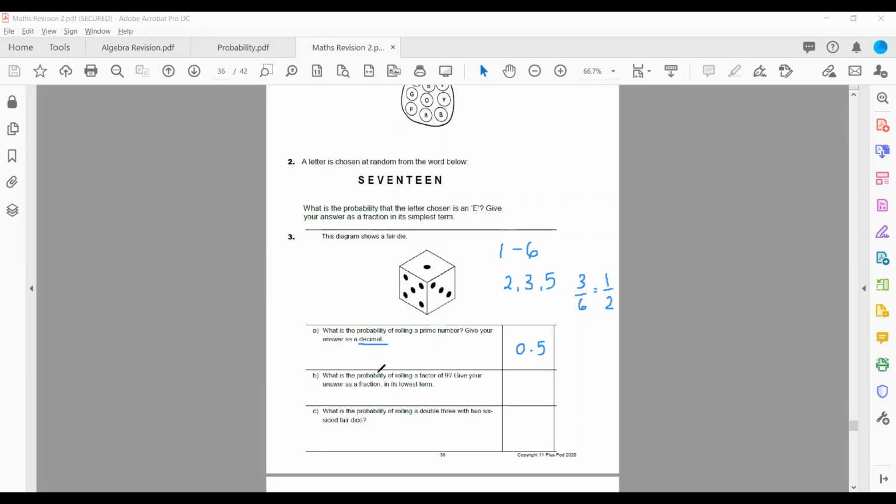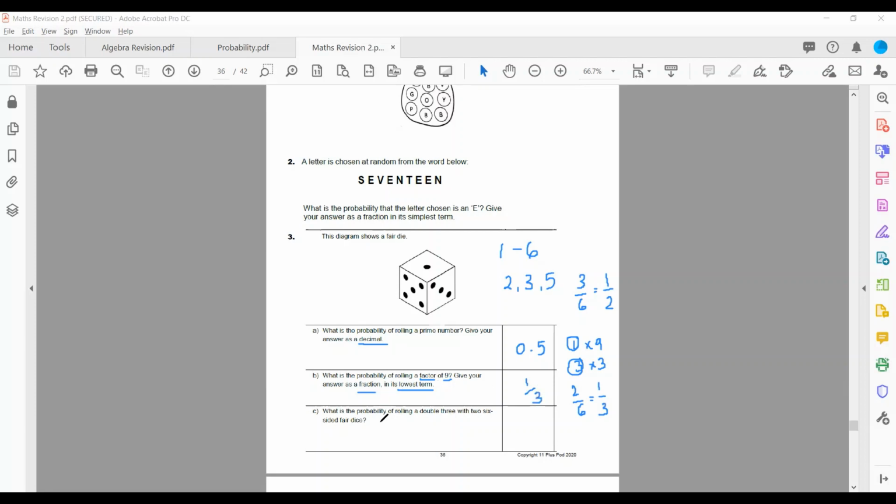The second question asks, what is the probability of rolling a factor of 9? Give your answer as a fraction in its lowest terms. Well, factors of 9, we have 1 times 9, and we have 3 times 3. So the factors of 9 that we would find on a die are 1 and 3. So we have 2 out of 6. Now, if we simplify that down, we can divide numerator and denominator by 2 to give us 1/3, and your answer there would be 1/3.